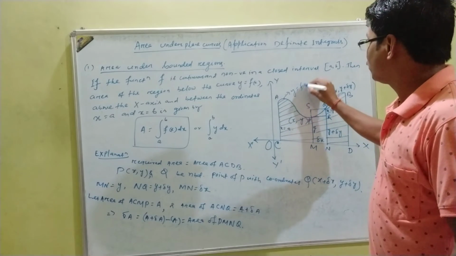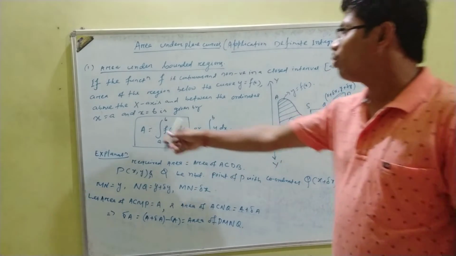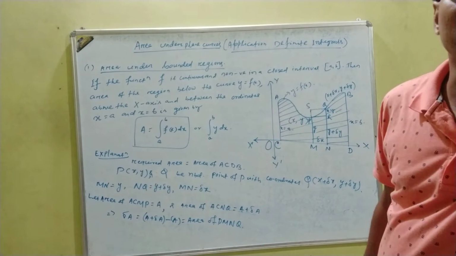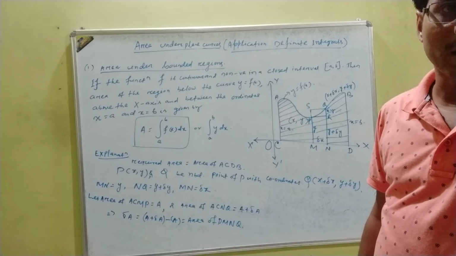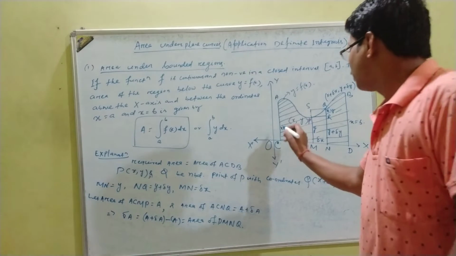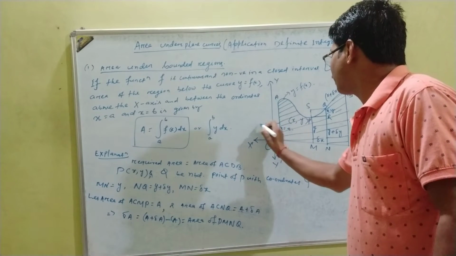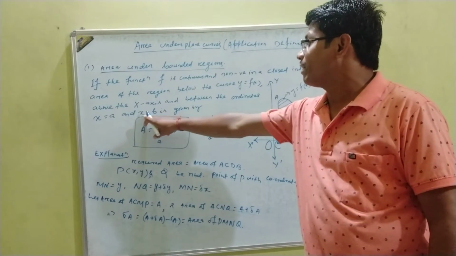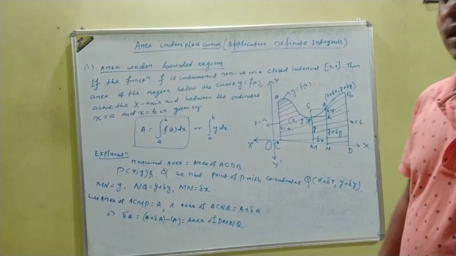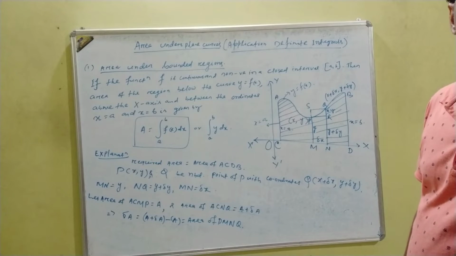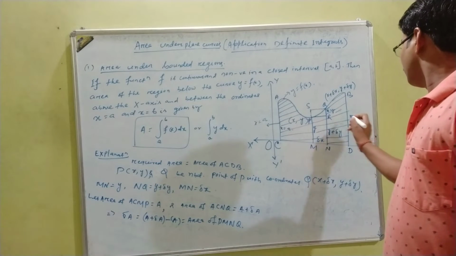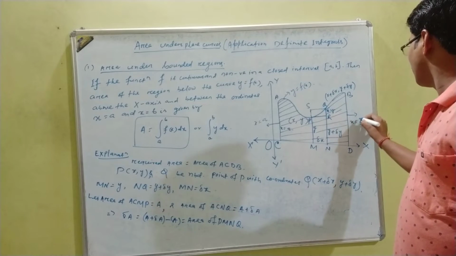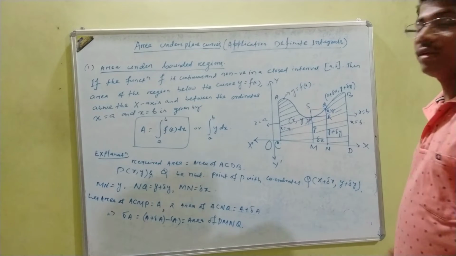f of x. Suppose it is bounded by the two coordinates, x equal to a. We know about the graph of the straight line: x equal to a means the line parallel to the y-axis. This line is x equal to a, and another coordinate is x equal to b. That means the line parallel to the y-axis at a distance b.